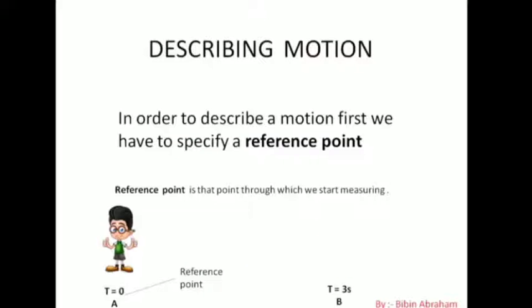So the reference point is very important for you to describe the motion, right? Let's say your home is 1 kilometer away, but your friend's home is 2 kilometers away. Both are saying the right thing, and the reference point is the same for both. But the difference is that you are coming from a closer region and the other friend is coming from a farther region. The reference point is school, right? In the same way, in this example also, you can see A is your reference point. I hope this is clear. Reference point is the point from which we start measuring, right? I hope that is clear.